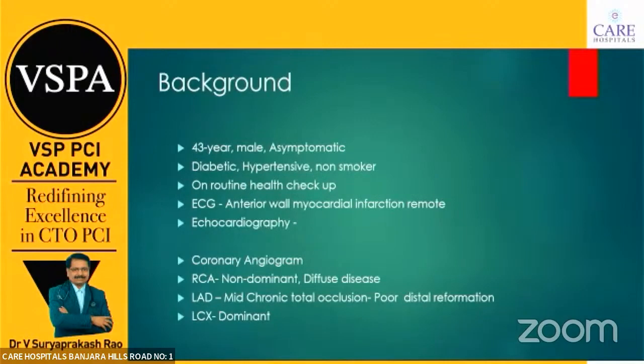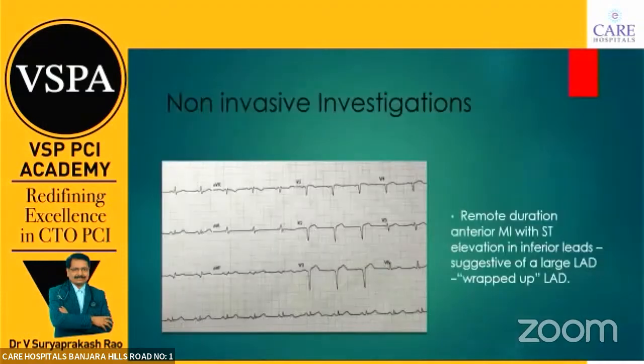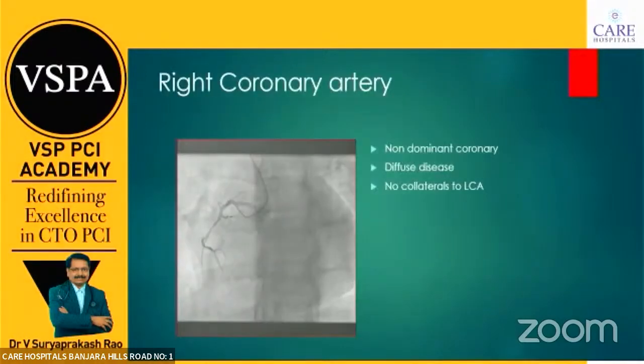So the second case is once again a similar aged person who had an anterior wall myocardial infarction, and coronary angiography showed a LAD mid-segment chronic total occlusion, but here the distal reformation is not there. Next, please. So you can see the electrocardiogram, and it's very large. You can see both the anterior as well as the inferior leads. There is an ST elevation. Next, please. It's a very large LAD.